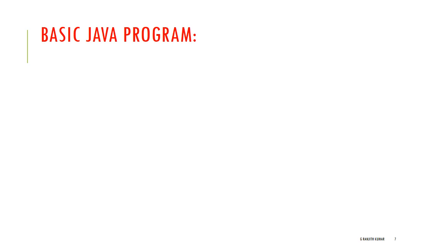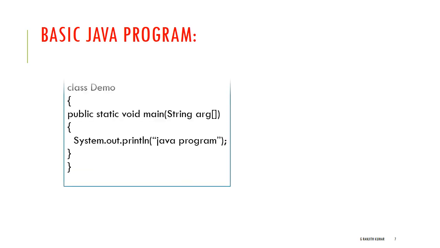So now a basic Java program. This is one simple demo Java program where I am printing a message, Java program. So class demo, public static void main, String args, where args means arguments. args is not a predefined word. You can write any name, just like a variable, that represents an object of the String class. In that method, System.out.println, and simply I am printing Java program, a message, on the console.